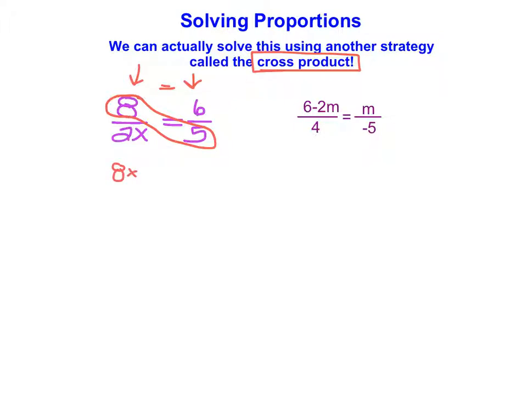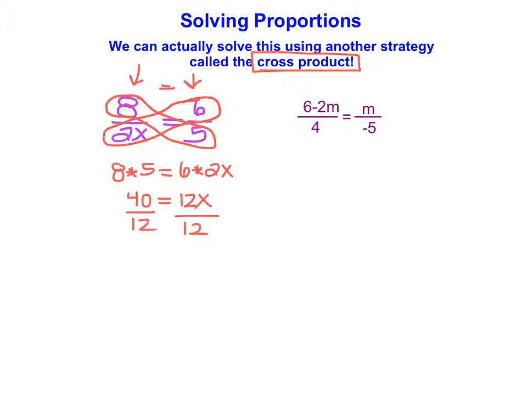So I get 8 times 5 is then equal to numerator in second fraction times the denominator, excuse me, in the first fraction. So I have 6 times 2x. Then from here I start to simplify, so I have 40 equals 12x. And I then want to get the x by itself. So from here I'm going to divide both sides by 12.